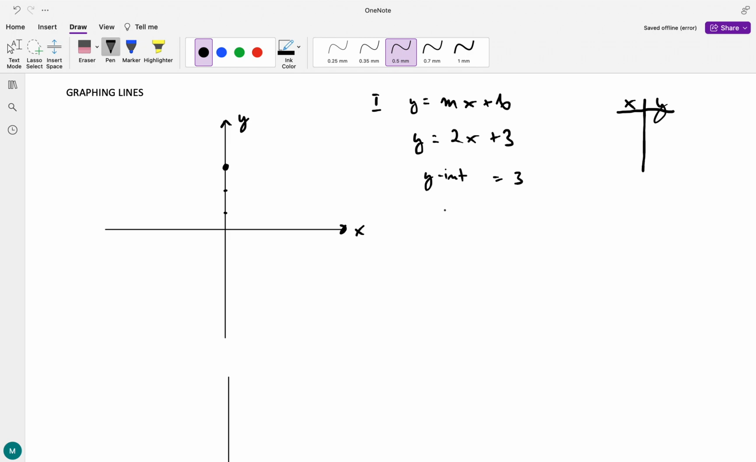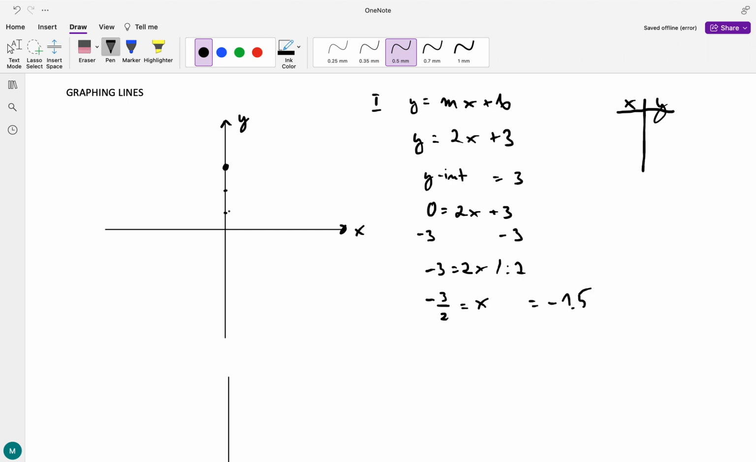Now x-intercept is when y is equal to 0. So we are going to make our left side equal to 0, and right side remains the same. And let's just solve for x. So we'll subtract 3 from both sides, and we end up with -3 equal to 2x. Let's divide everything by 2, and we have -3 over 2 is equal to x. So -3 over 2, that's equal to -1.5.